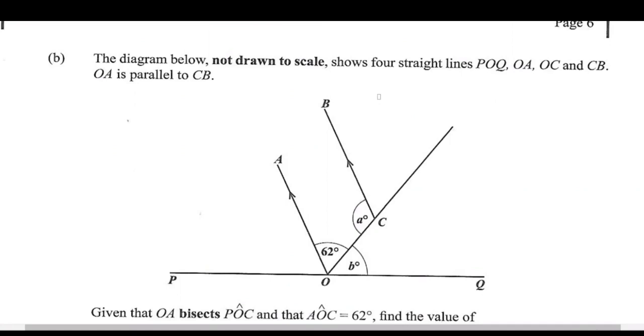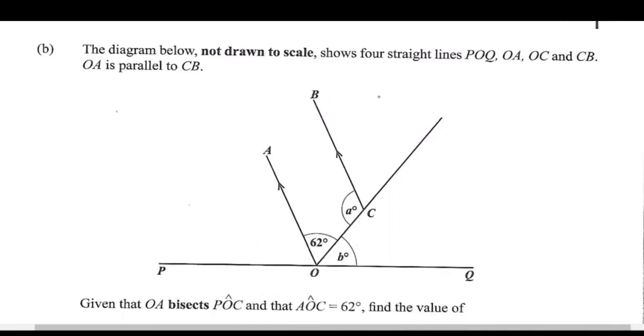The diagram below, not drawn to scale, shows 4 lines, POQ, OA, OC, and CD. We're told here that OA is parallel to CD. So we're seeing where they're saying that these lines, I'm putting in blue, are parallel to each other. So we have those, and some angles are in there.